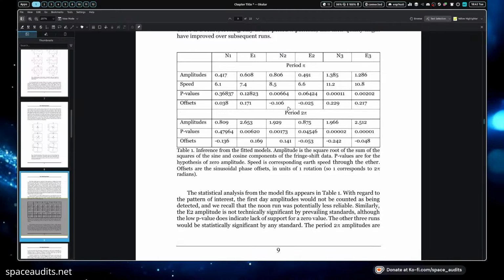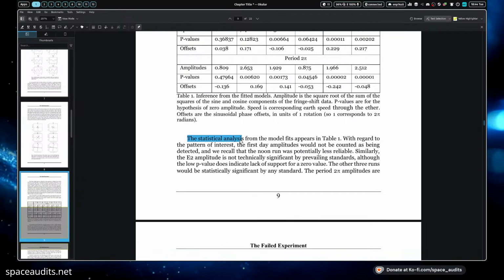So let's see here. If you use his assumed velocity vector correction differences, with the corresponding angles, you'll get a larger fringe, and then the p-values are given for that fringe reading with respect to a 0 amplitude in the fringes. So his null hypothesis is the hypothesis of a 0 amplitude. All right. So the statistical analysis from the model fits in table 1.